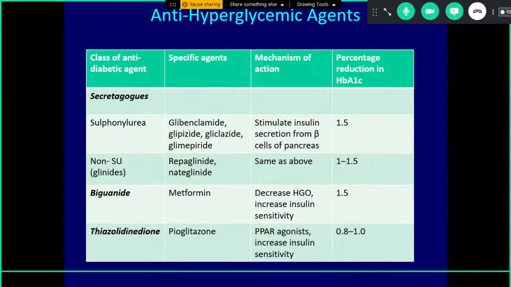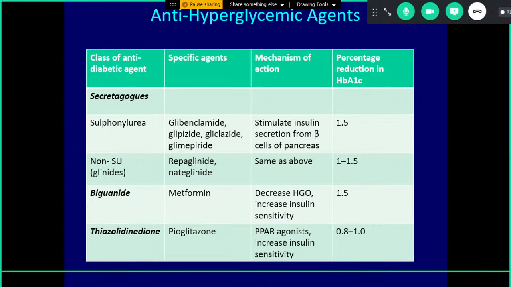So I'm going to break this down now in 2 parts. The first, to give you a broad overview of the category, and then a bit more detail of each category. So the sulfonylureas are secretagogues. They stimulate insulin secretion. The current ones in use are the second or newer generation, which include glibenclamide, glipizide, gliclazide, and glimepiride. And they actually reduce HbA1c pretty well, about 1.5%, right?